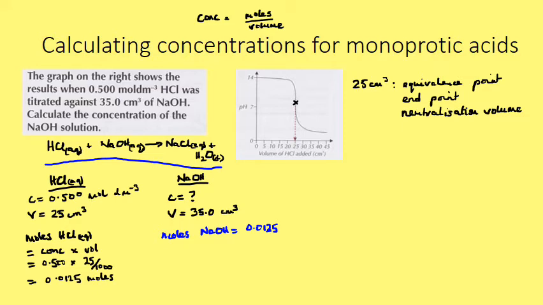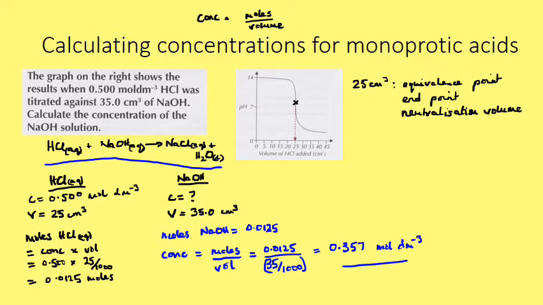But remember, the question is asking us for the concentration of sodium hydroxide, so we can just remind ourselves of the equation we're going to use. Concentration equals moles over volume. We've just worked out the moles, 0.0125, and the volume we were told in the question was 35 cm cubed, but we have to work in decimeters cubed, so we're just going to convert it into decimeters cubed like that. Then we plug that calculation into our calculators, and the answer is going to pop out as 0.357, and its concentration, so the units are moles per decimeters cubed, and that's the answer to the question.